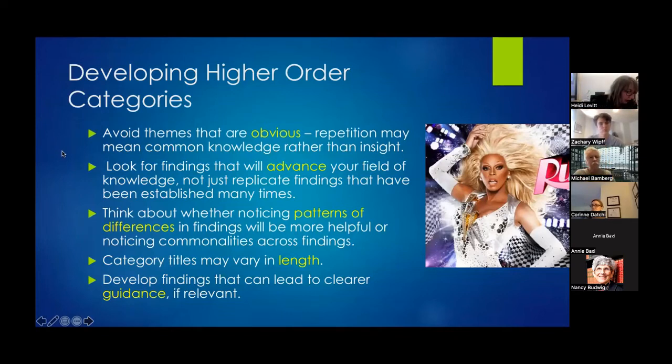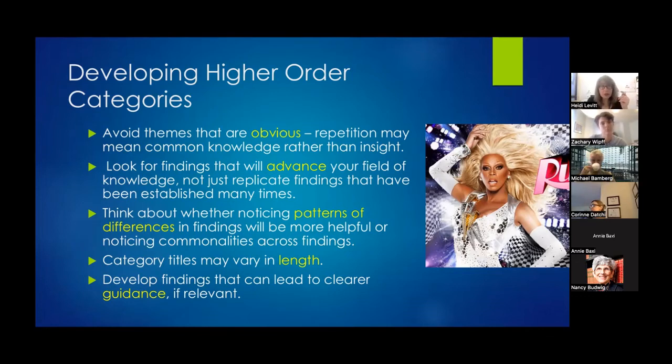As you're developing higher order categories, things to be careful about are avoiding themes that are obvious, right? Probably the most common thing that I see as a reviewer and as associate editor are people who create themes that are repeating their questions and not their answers, right? So be careful that you're not having a category like "ways gender influences personal relationships," which is your question, not your answer. But then also think about not being repetitive, and about how I can word that framing to really advance the new piece of knowledge that is in my theme or my category, right? So not just replicating findings that have been established many times.